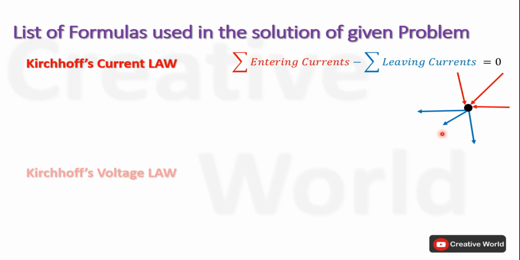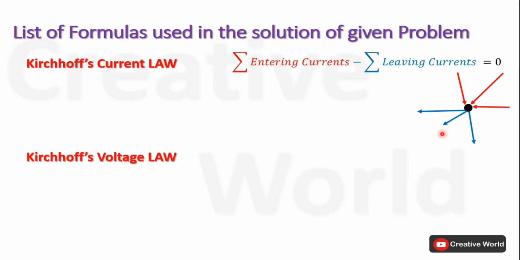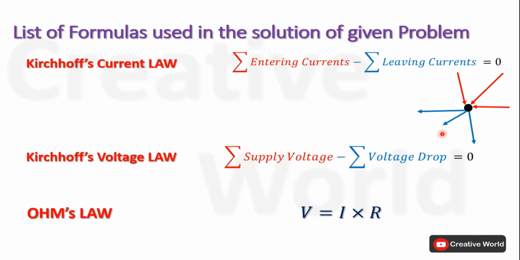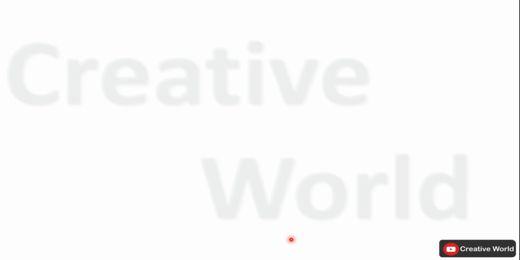We also will be using Kirchhoff's voltage law. According to this law, the cumulative supplied and dropped voltage across circuit elements in a closed loop is always equal to 0. Ohm's law will also be utilized while solving this problem. According to this law, the voltage across any resistance R is the product of the current through this resistance and the value of the resistance itself. Now move towards the problem.